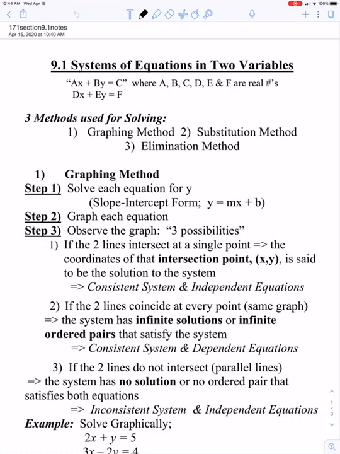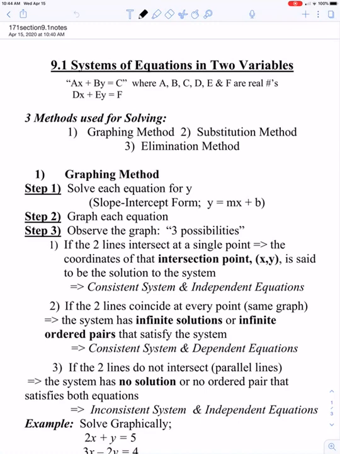A consistent system means it has a solution, which means the two equations graphically have an intersection. They're going to intersect each other, and that's what we're looking for, those intersection points. So that's a way to check our systems, is to solve them graphically. But with our systems in this section, we're dealing with systems of two variables with two linear equations. So we're going to look at systems of linear equations.